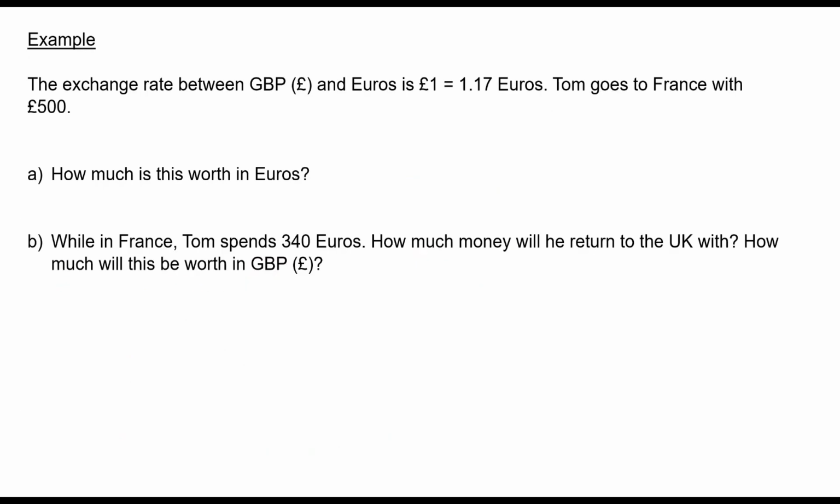Here's another example. The exchange rate between Great British pounds and euros is £1 equals 1.17 euros. Tom goes to France with £500. First of all, remember to go from pounds to euros, we're timesing by 1.17, and to go from euros to pounds, you divide by 1.17. Whenever you go from the quantity, which is a unit or £1, you times, and to go the other way, you divide. So to work out how much this is worth in euros, I need to do 500 times 1.17.